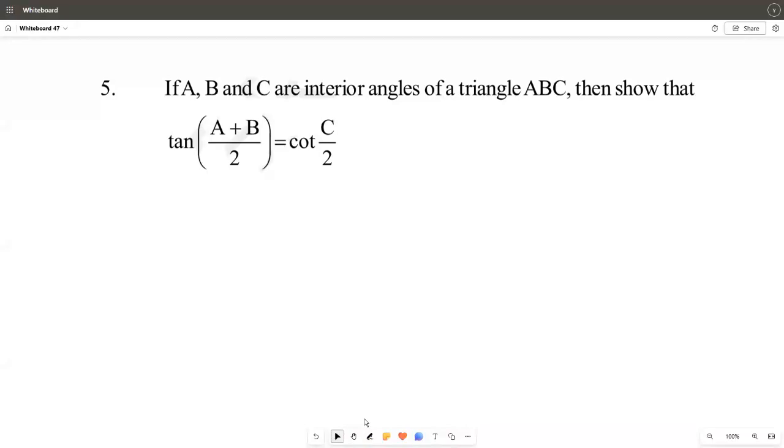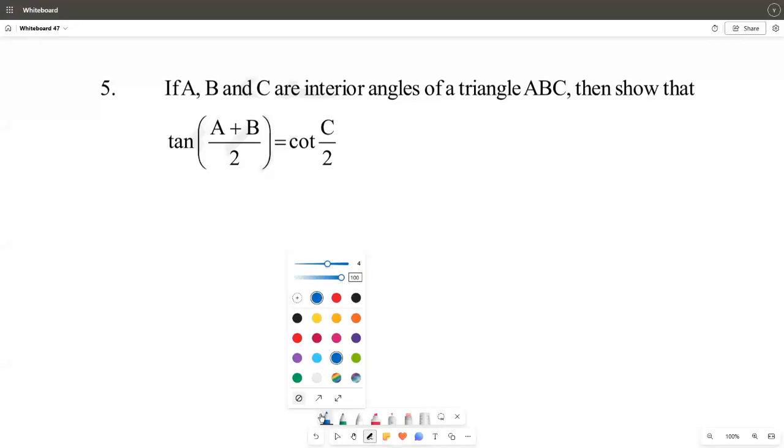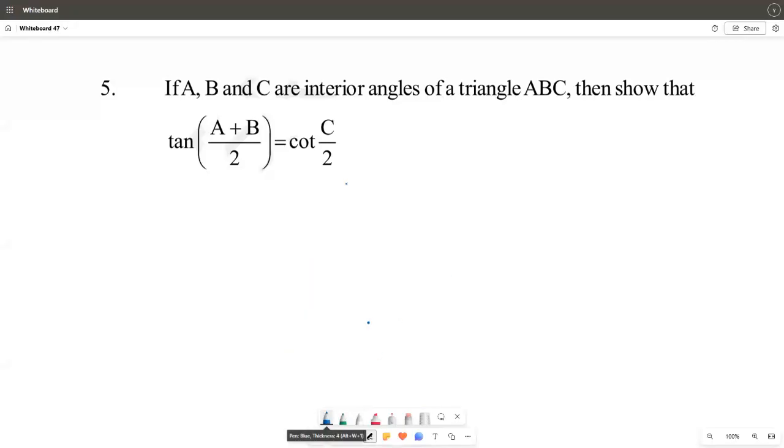Today we have the fifth question of exercise 11.3. It is: if A, B, C are the interior angles of a triangle ABC, then show that tan of (A plus B) by 2 is equal to cot C by 2.